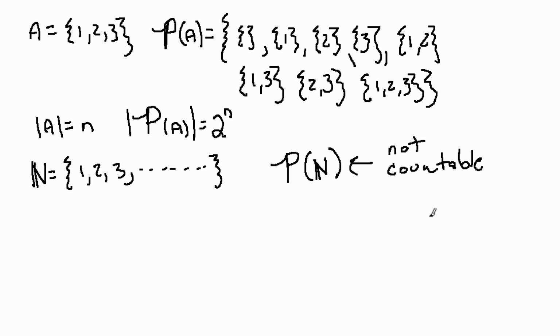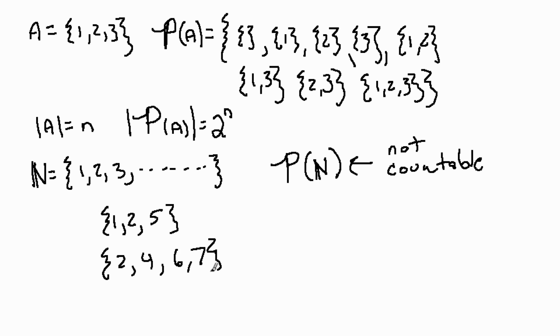What I need to do is consider what elements of this look like. So for example, one element of the power set P of N might look like this. It might look like {1, 2, 5}. And another element of the power set might look like this: {2, 4, 6, 7}. And again, we can imagine other ones. Remember, these are all subsets of this.